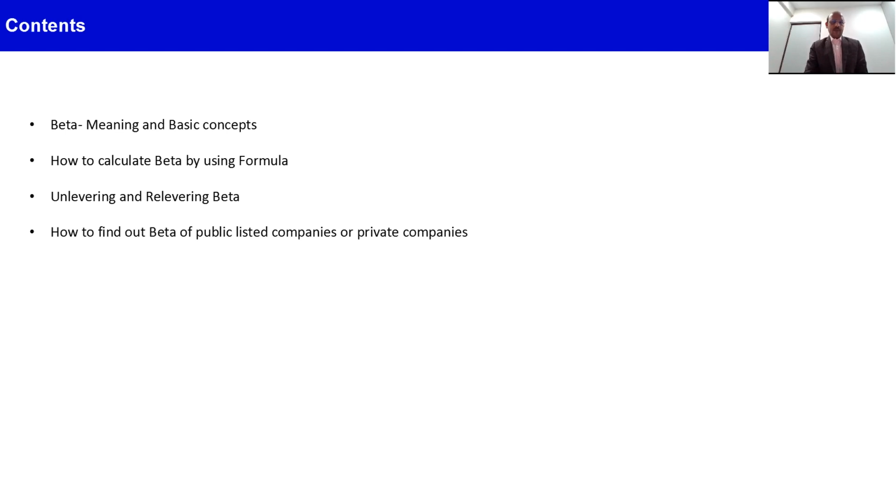The topics that will be covered: what is the meaning of beta and the basic concept around it, how do we calculate beta by using a formula, what is unlevering and relevering beta and how do we do that, and how can we find out the beta of public listed companies or private companies easily.